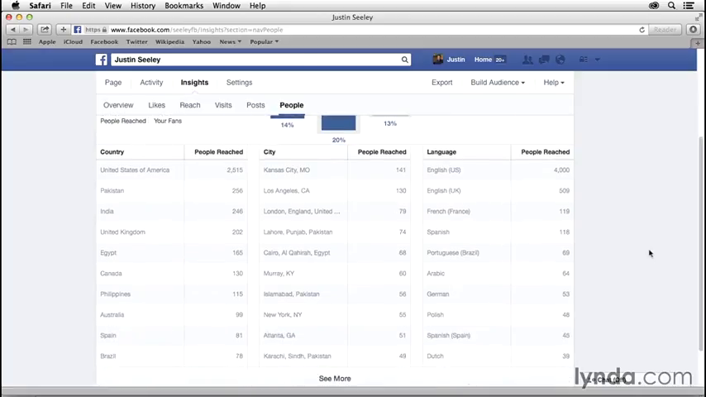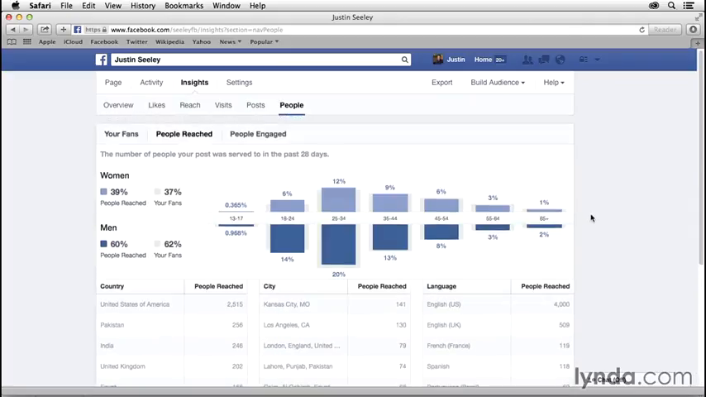Of the people I've reached, so we're still in North America, we're getting pretty much all the traffic right there, but my cities are different. Most of the people I reach are in Kansas City, Missouri, Los Angeles, California, London, England, which is very interesting. Spanish is now number 4 in the languages. French is number 3 in the people that I actually reached, which is pretty cool.